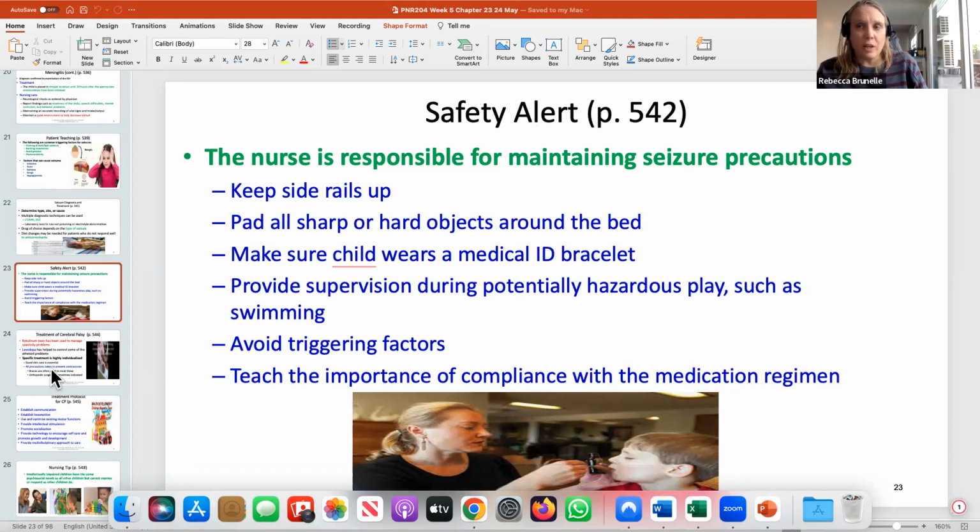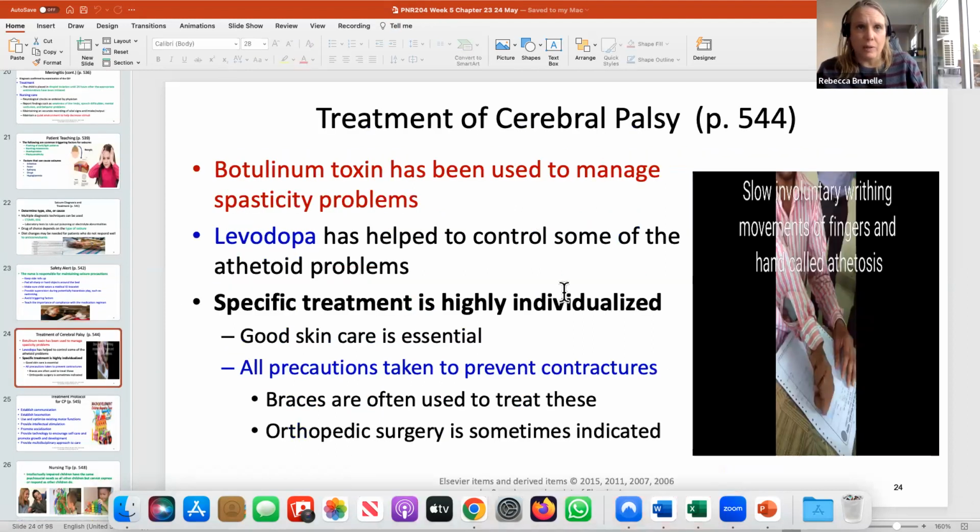So there is another condition that you will likely see when you're working in pediatrics, and that's cerebral palsy. Cerebral palsy is caused by anoxic brain injury during birth. So this is going to be a child that is born and there's an interruption in oxygen to the brain, either during pregnancy or during birth.